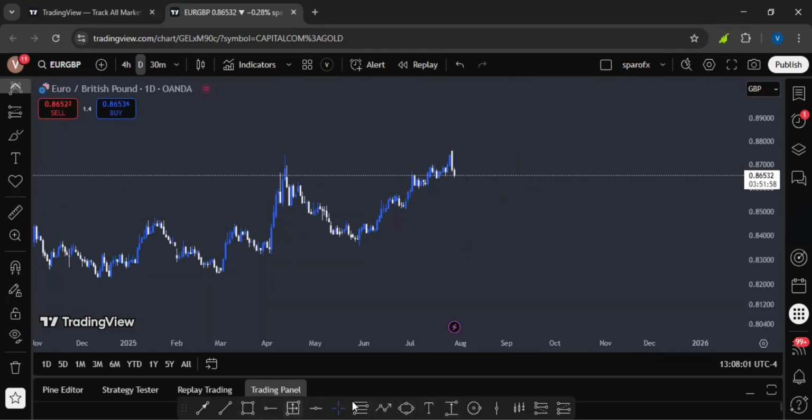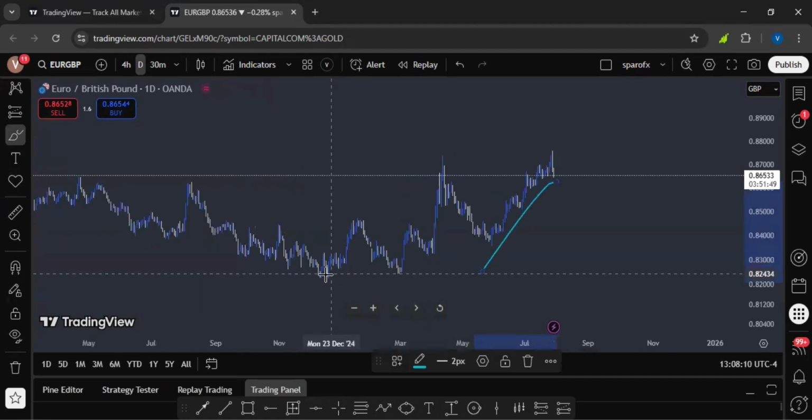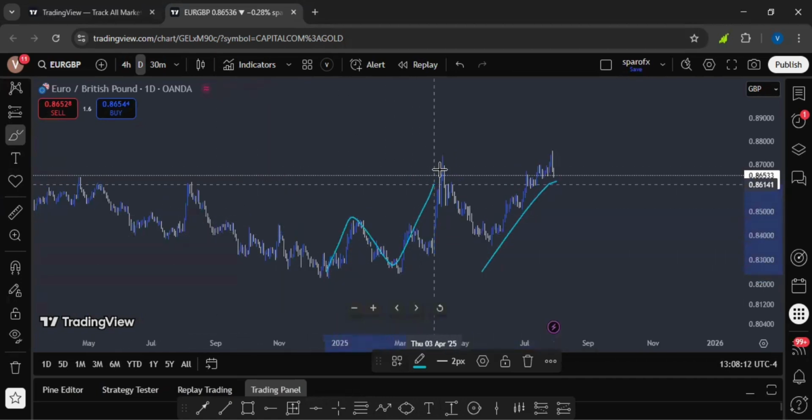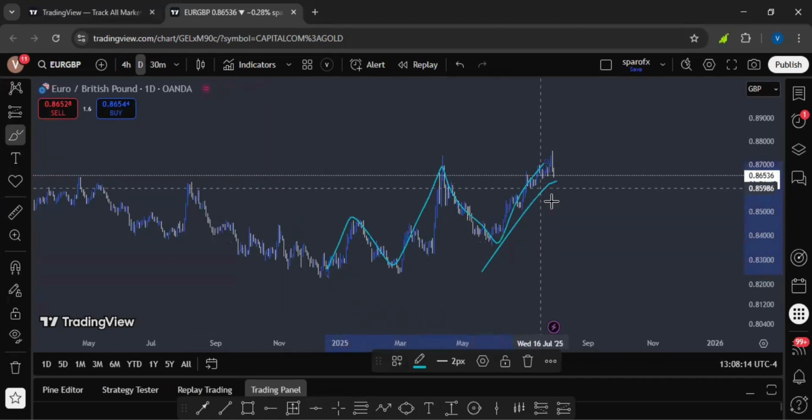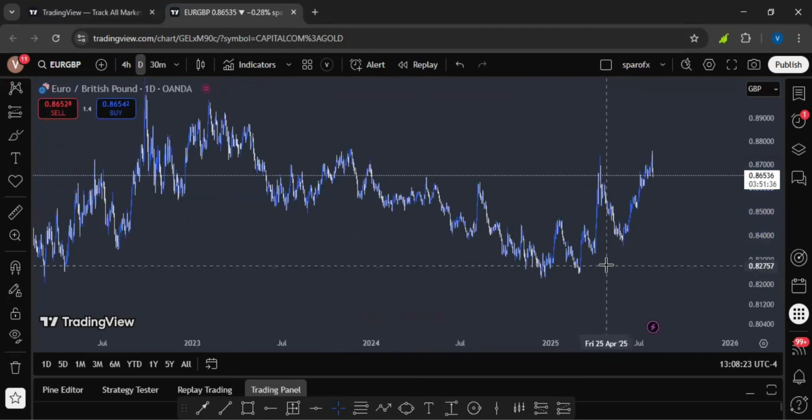Now, coming into Euro GBP, you can see that the market is uptrending. You can see that the market has been creating a series of higher highs and higher lows, which are the characteristics of a bullish market.